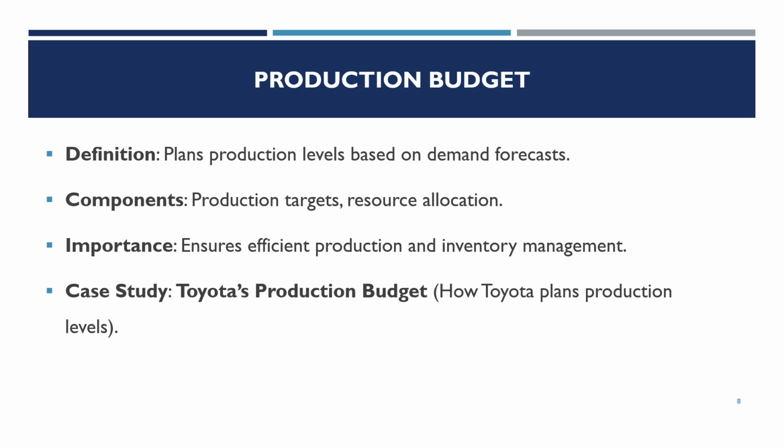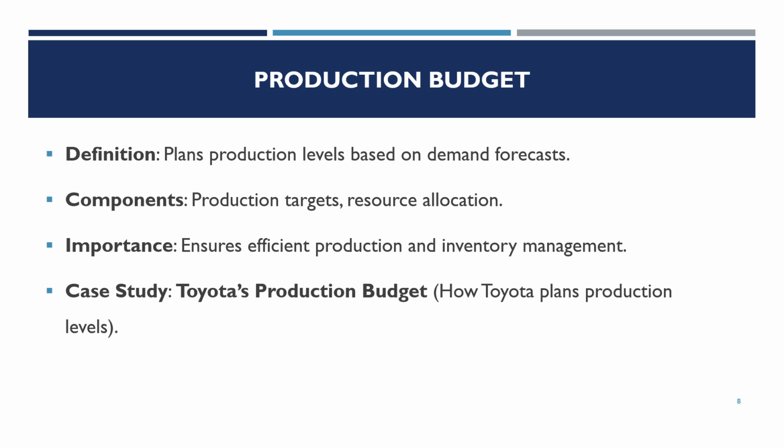Next is the production budget. The production budget plans the production level based on the demand forecast. It includes the production targets and the resource allocation. Here you simply have to forecast the demand, meaning what will be the demand for your product in the forecast. Based on the demand for your product, you have to plan in what amount you have to do the production. That means you have to define the production target there, as per the demanded production.